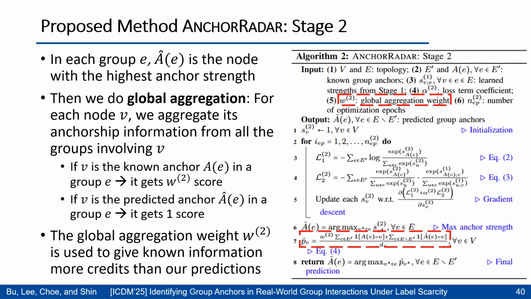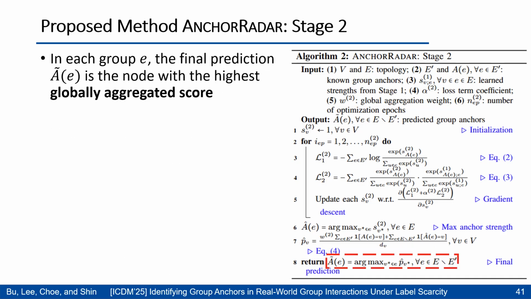After getting those A hat E, we further do global aggregation. For each node V, we aggregate its either ground truth or predicted anchorship from all the groups containing V. This gives us globally aggregated scores, and based on them, we get the final prediction A tilde E for each group E.